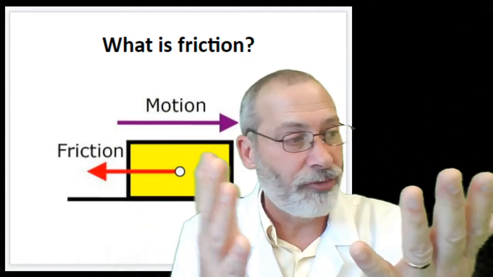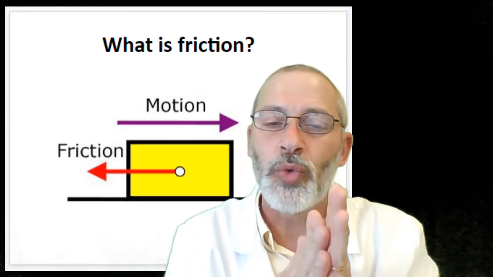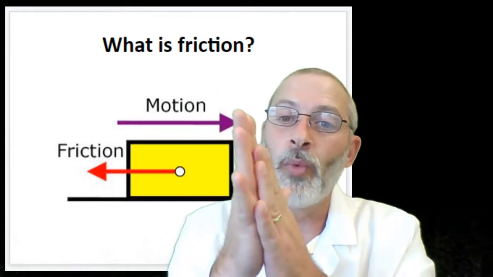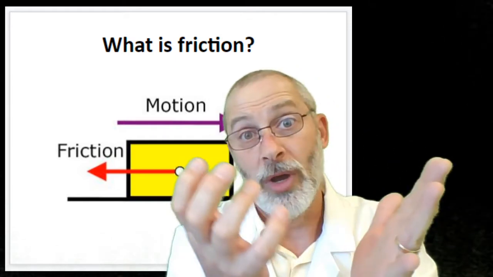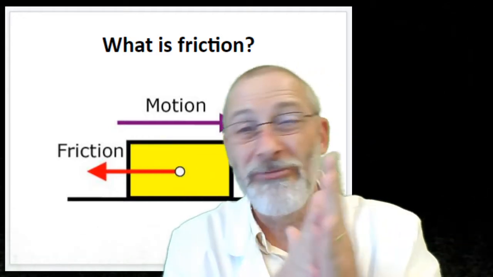Yes, the heat is from the friction, the frictional force between your hands when you were rubbing them together. You were rubbing in one direction. The friction was a force in the opposite direction. So you keep on rubbing back and forth.